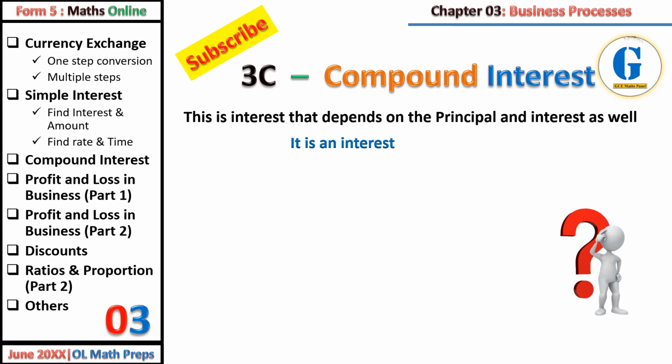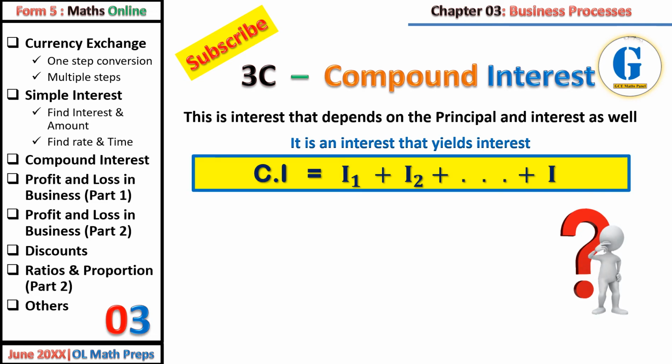We start by defining the concept of compound interest. Compound interest is the interest that depends on the principal as well as on the previous interest. For short, it is an interest that yields interest. And the formula for compound interest is given by the interest of period 1 plus the interest of period 2 up to the period n.